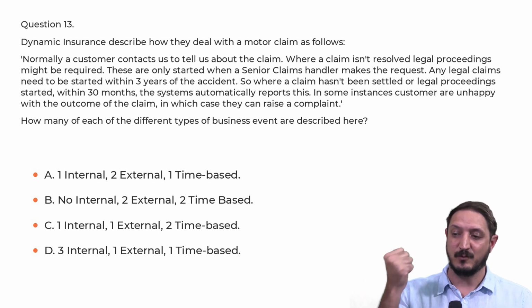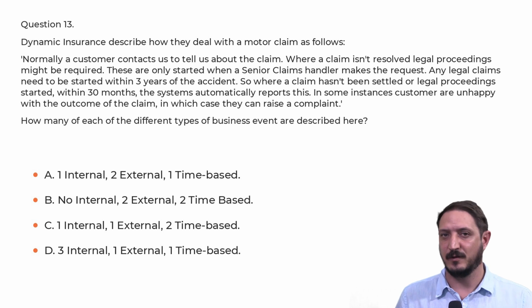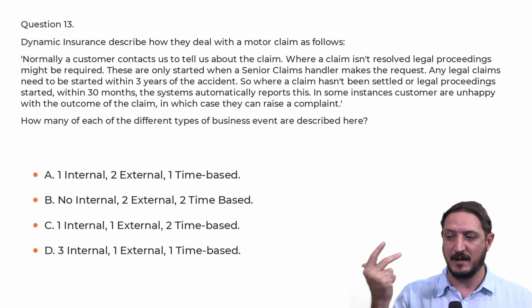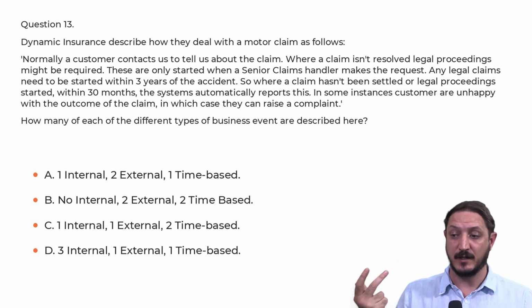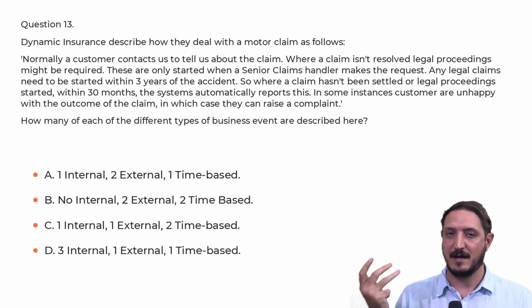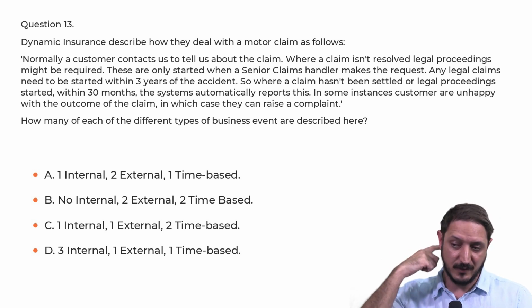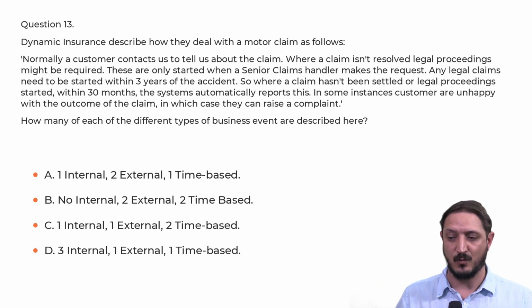We can see that we've got 2 external events, which are triggered by the customer actor. We've got one internal event, which is triggered by the senior claims actor. And we've got one time-based business event, which is triggered by the system actor and done automatically, where they send out the report. So if we look through these options, A is 1 internal, 2 external, and 1 time-based. So there we have it. A is clearly the correct answer here.